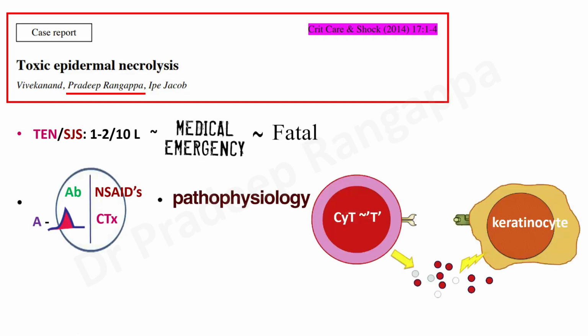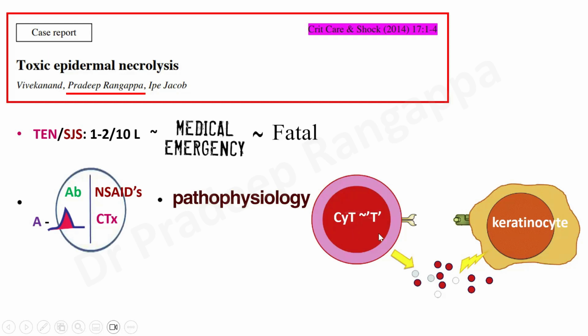The pathophysiology of toxic epidermal necrolysis is extensive keratinocyte apoptosis. Keratinocytes are what is needed for skin integrity. There is a lot of auto-destruction of keratinocytes that happens because the keratinocytes express HLA when there is a drug reaction, and the cytotoxic T cells get activated.